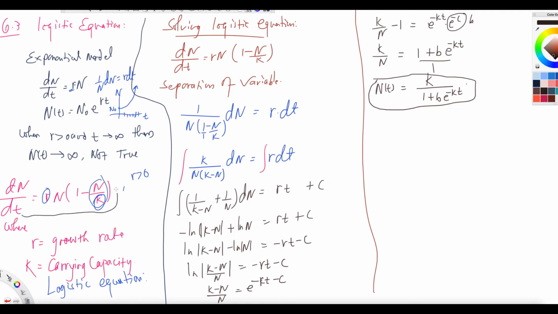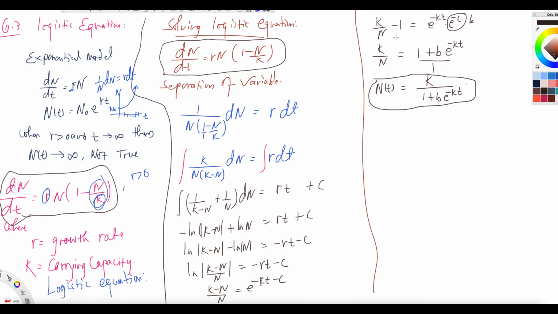That is the logistic differential equation. That's what it is, right? And the solution of the logistic differential equation is N(t) equals K over 1 plus B e to the negative kt. That's what the solution looks like. Okay guys, so this is the solution of the logistic equation.